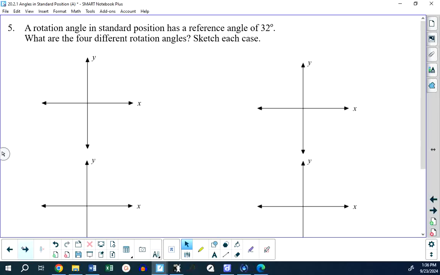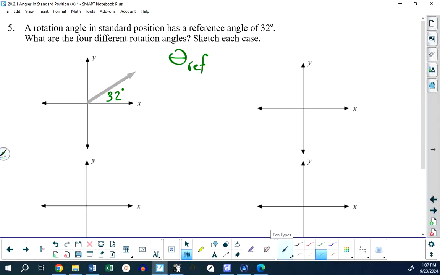Well, if we had a rotation angle that terminated in quadrant 1, then it would look like that. I know it looks approximately like that because the reference angle is 32 degrees. So this is 32 degrees. I'm just using green for the reference angle. I know you don't have a green pen, but that's what I'm doing.